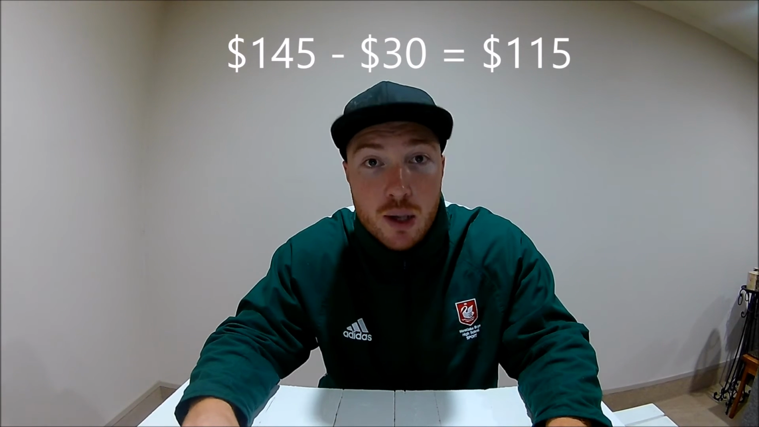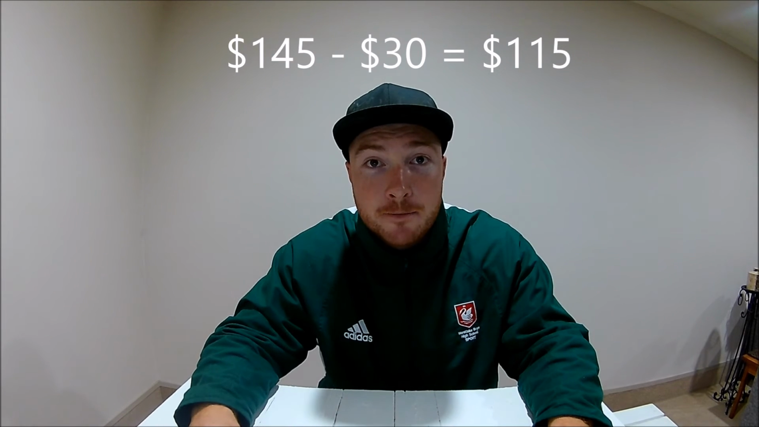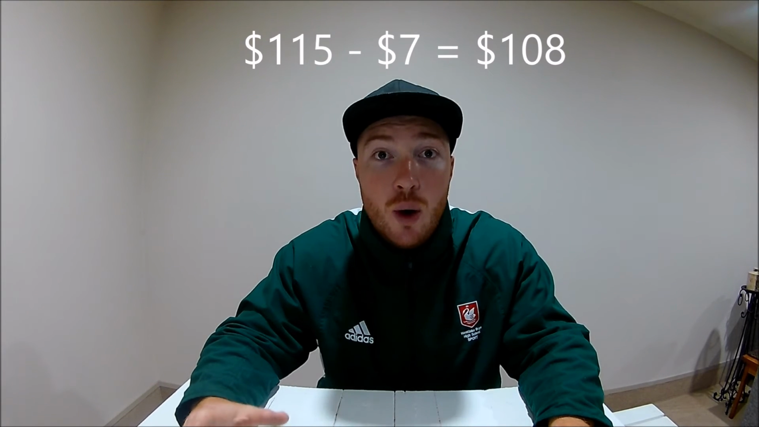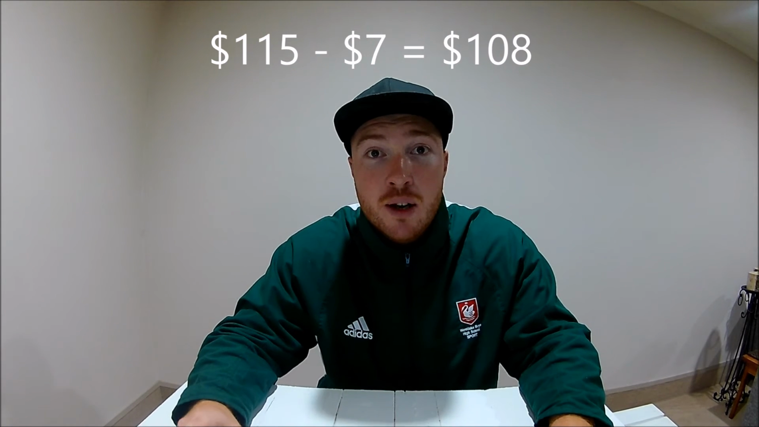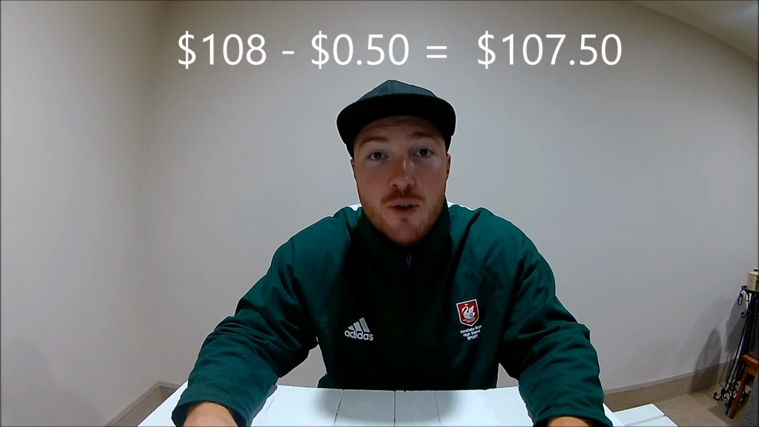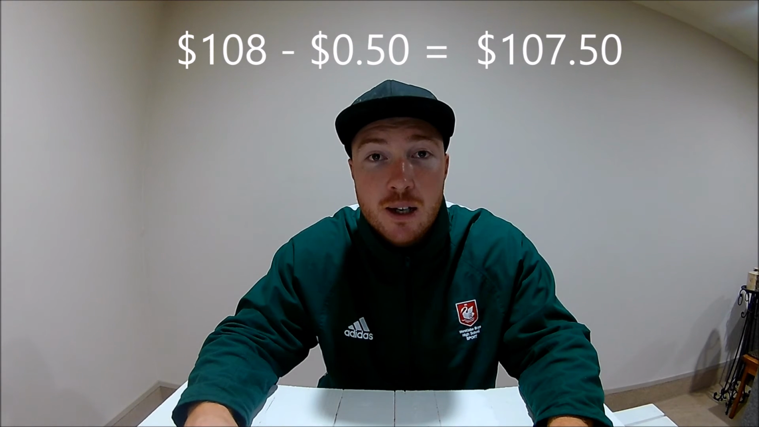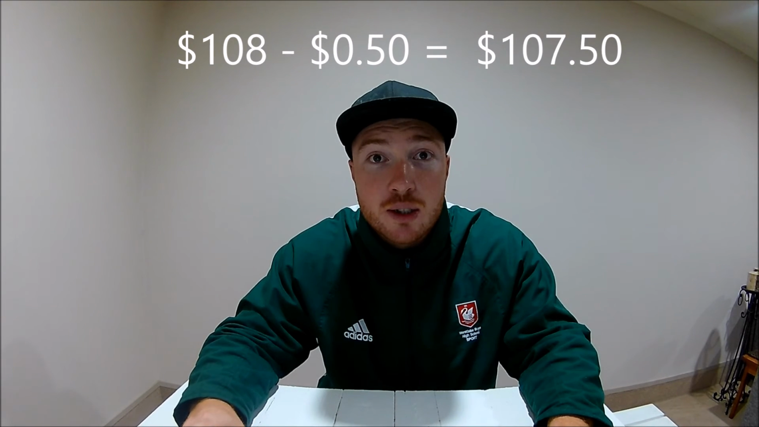Now I can't really do this in my head, so I'm going to break it up. I'm going to break up the $37.50. So I'm going to go 145 take away 30, which is 115. Now I'm going to take away the 7. So 115 take away 7 equals $108. Now I have to take away the 50 cents. So $108 take away 50 cents is $107.50. So that gets me to our final answer, guys. The camp is going to cost $107.50.